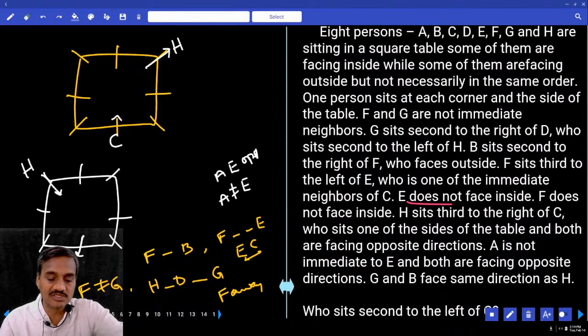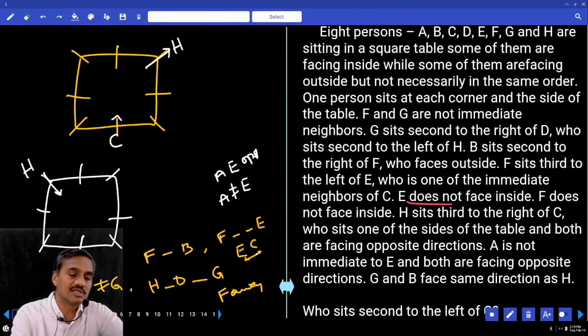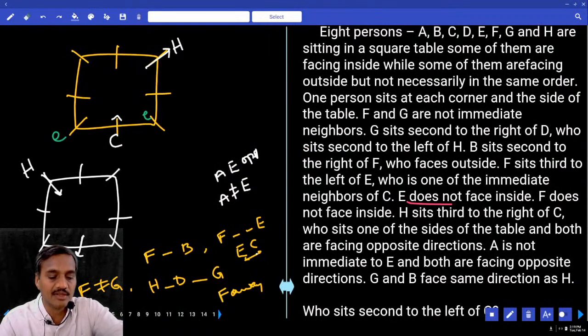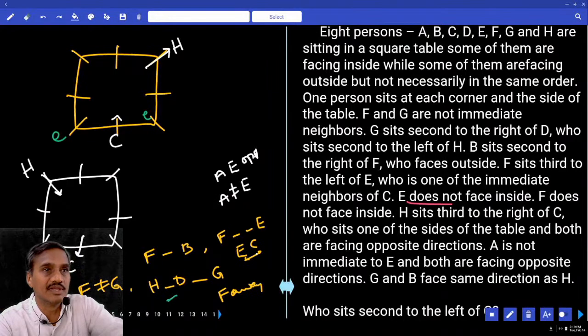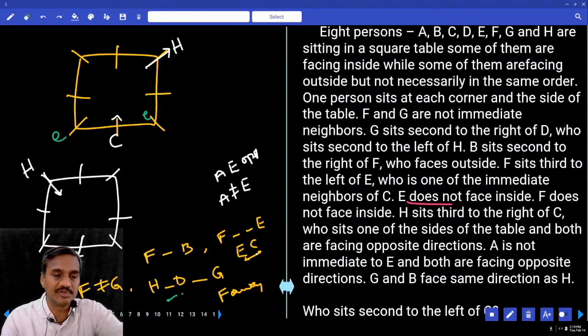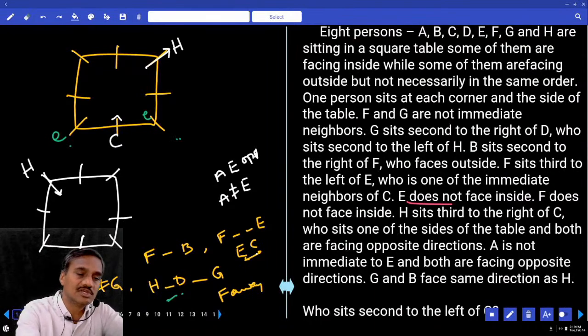E and C are adjacent to each other. As E and C are adjacent, if E is at this place, now let us check a possibility. If E is here, E can be here or E can be here. There are 2 possibilities. Now if E is here, H is already there. Relative to H, what do we have? D and G. D and G cannot be here. So where should D be? D is here. If D is here, G will be here.